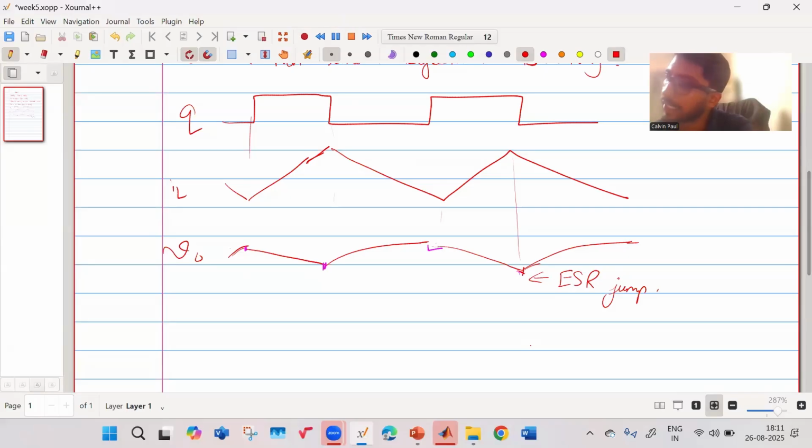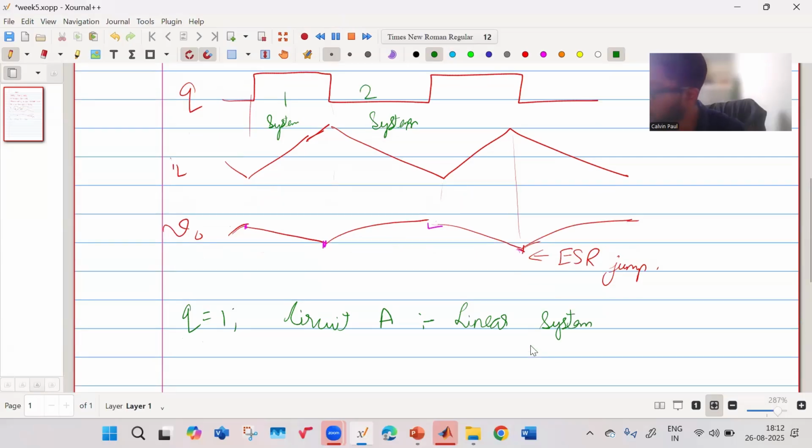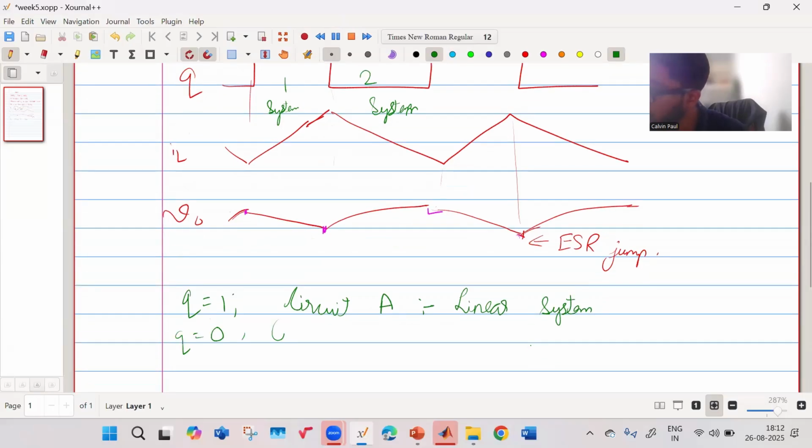It is because you have one system here and a second system here, so you are combining two systems. When Q equals 1, that is your circuit A, and that circuit is a linear system. When Q equals 0, your circuit B also is a linear system.